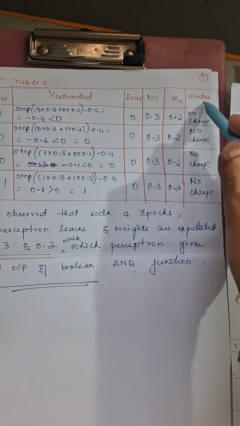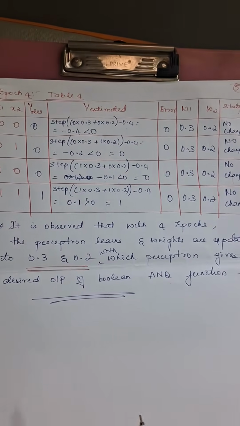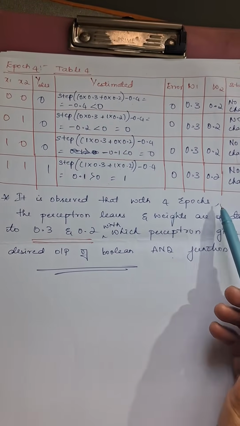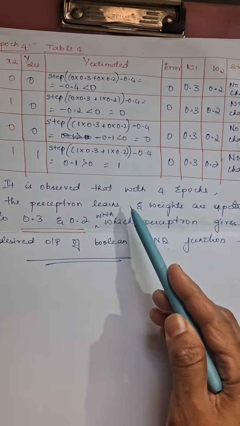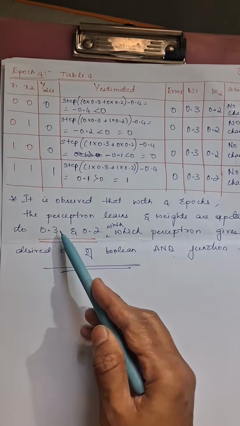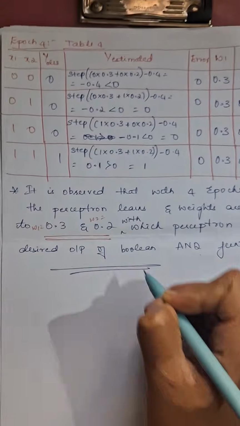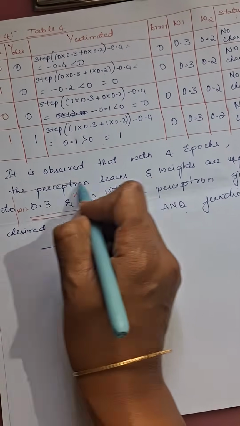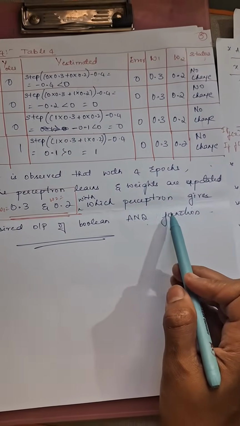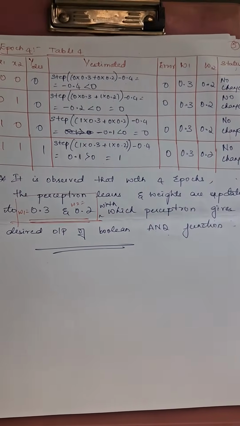Now we are done. All the status I'm getting as no change. So that means I need not update the weights anymore. So you just write this conclusion: it is observed that with 4 epochs, the perceptron learns and the weights are updated as, you can write here, W1 is equal to 0.3, W2 is equal to 0.2. This is actually your answer, which you should highlight, with which the perceptron gives us the desired output of the Boolean AND function. So that's it.